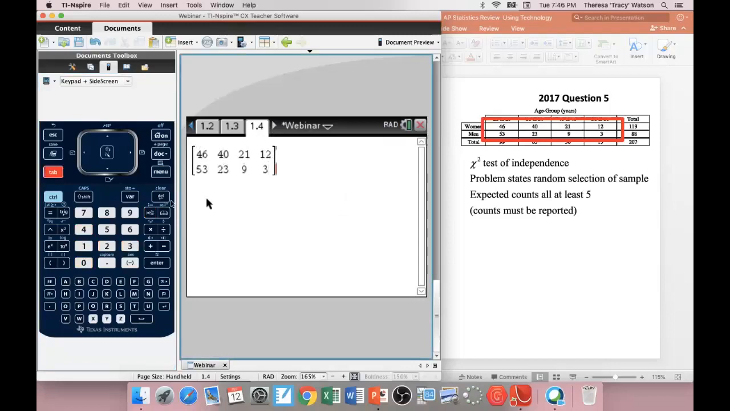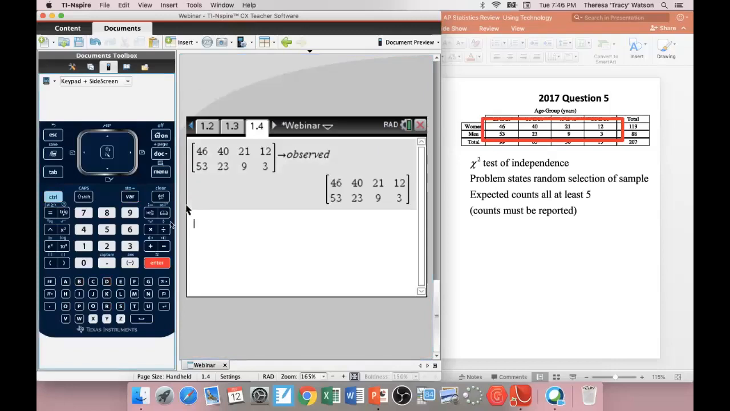And to make sure the calculator keeps this and knows what this matrix is for, I need to store this as a variable. So in Nspire, I hit Control-var to store. This is the observed data. So I usually have students type observed or just OBS as the name. That way they clearly know that that's their observed data. And so now that's all I need when I'm running a chi-square test of independence.